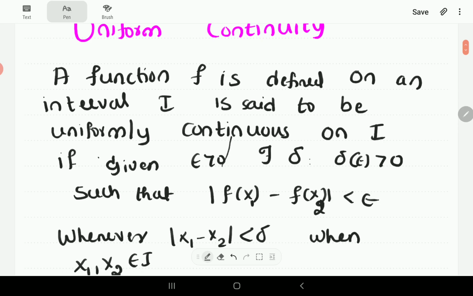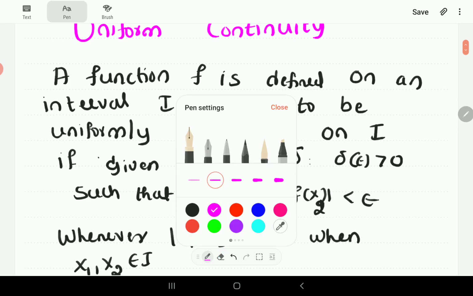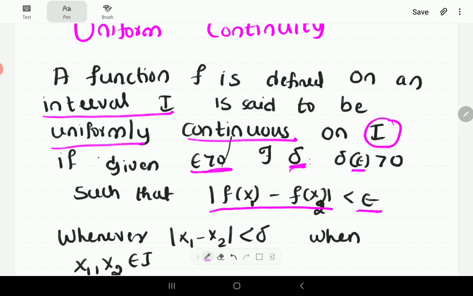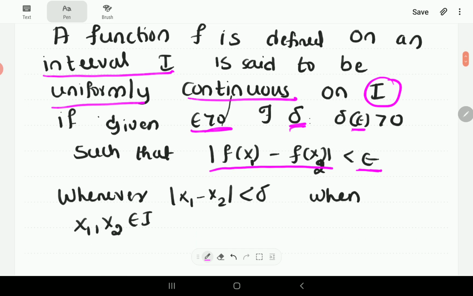A function f on the interval I is said to be uniformly continuous on the given interval I if for any positive number epsilon greater than 0 there exists a delta, such that it strictly depends on the epsilon value, such that the difference between f of x1 minus f of x2 is less than epsilon whenever x1 minus x2 is less than delta, where x1 and x2 belong to the interval.